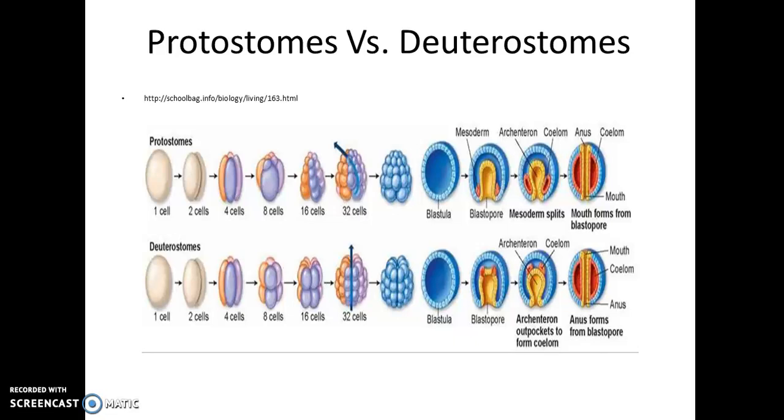So get them right. So the third division, how they line up. The second is which forms first, the mouth or the anus. And the third is where the mesoderm forms, from the ectoderm or from the endoderm.